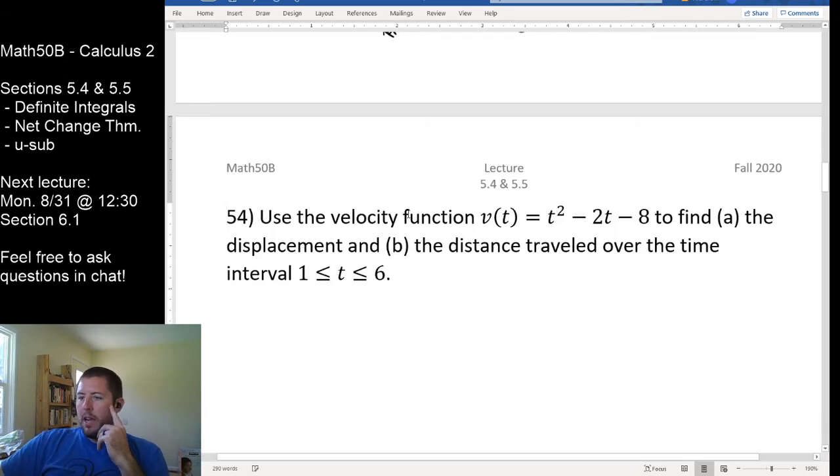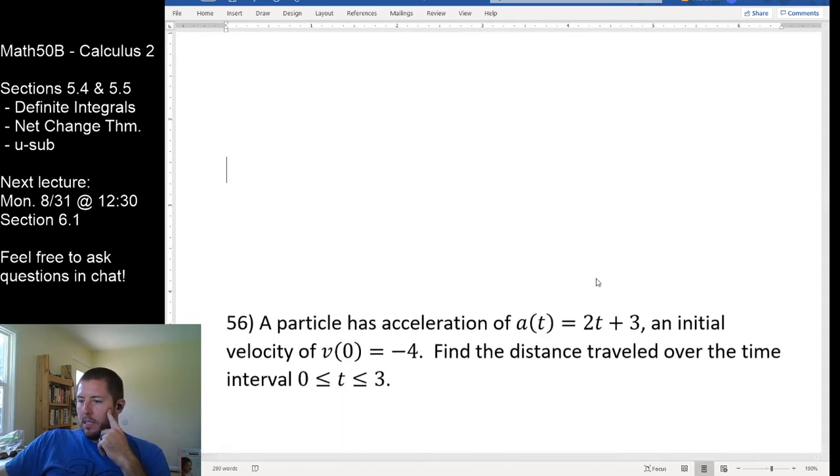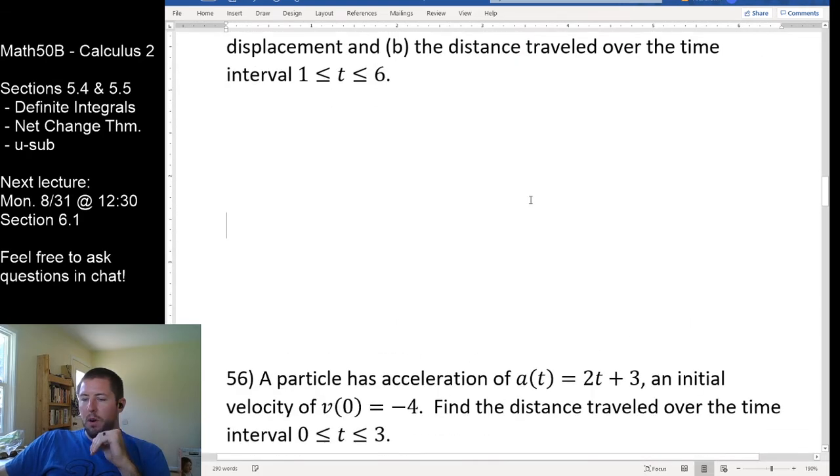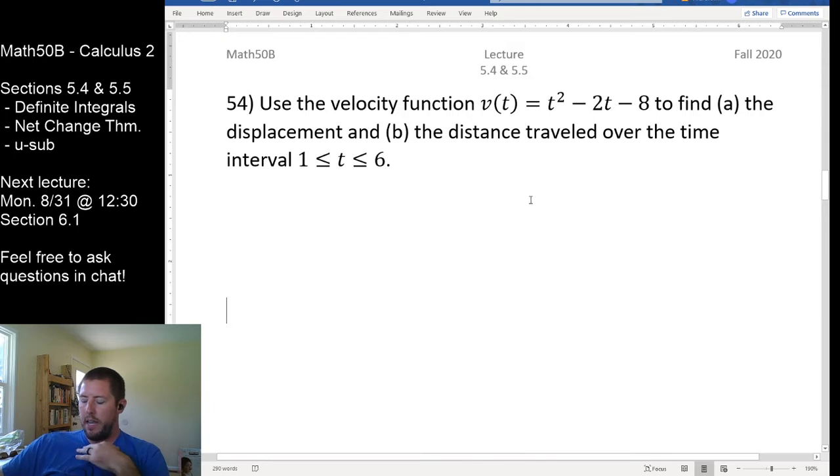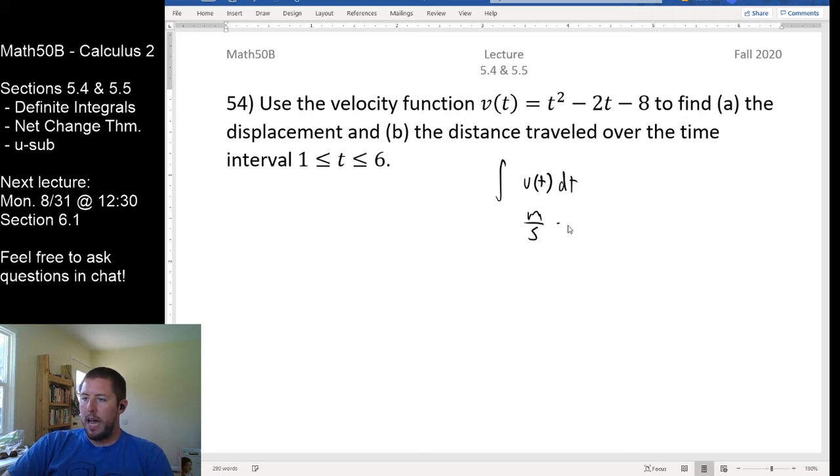These next ones are going to talk a little bit about distance and displacement as we've done before. Problems 54 and 56 will feel a little bit like the problems that we did at the end of yesterday's lecture. So use the velocity function to find the displacement and the distance traveled over time. The first thing I want to do is exactly what we just did in the last problem. You should notice that if we do something like an integral of v of t dt, this is meters per second times seconds.